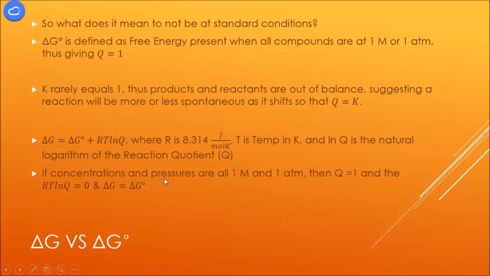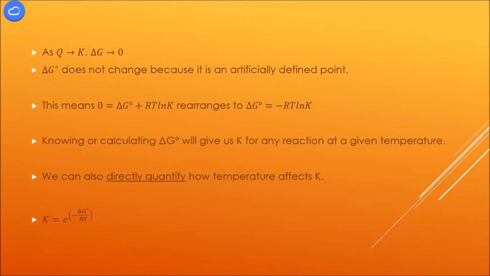But when things are not all 1, we are at a different delta G, which could be larger or smaller depending on if we have more reactants or fewer reactants. But remember, as a reaction progresses, Q will approach K. So as a reaction progresses, delta G will approach 0 to get us to equilibrium.